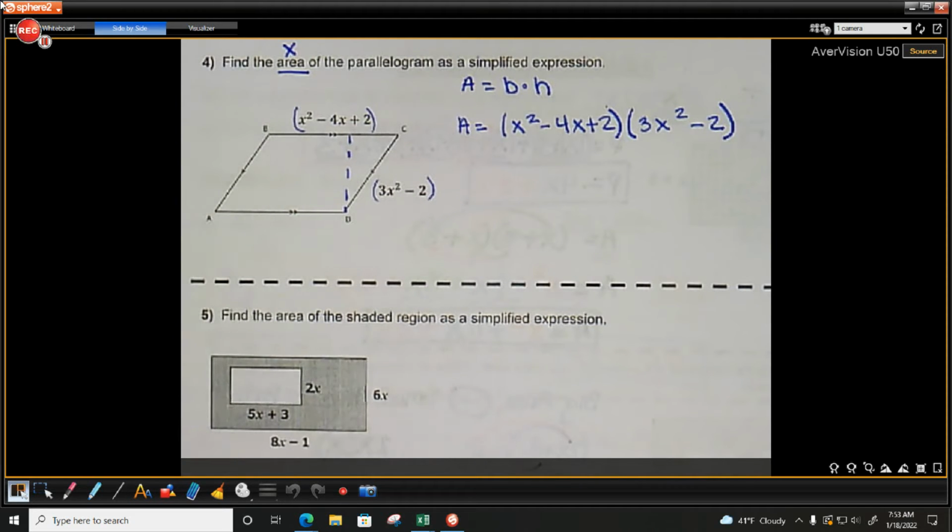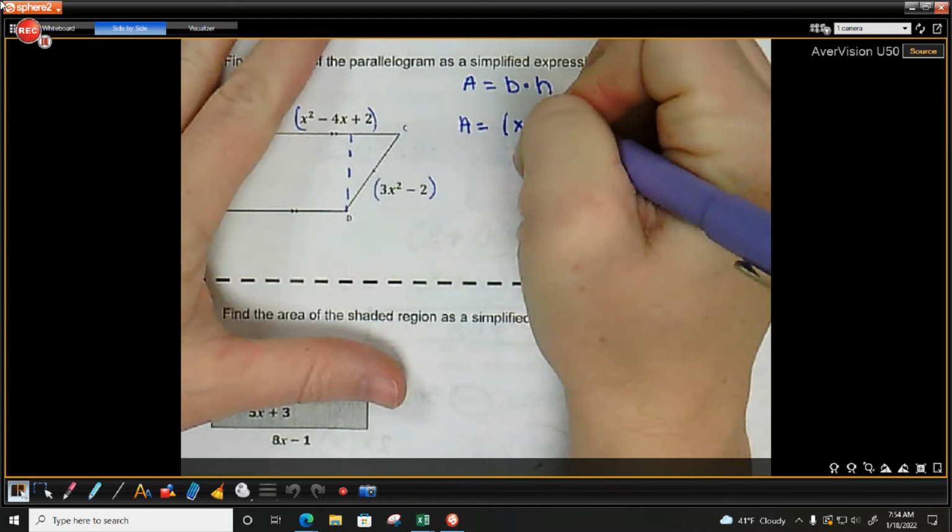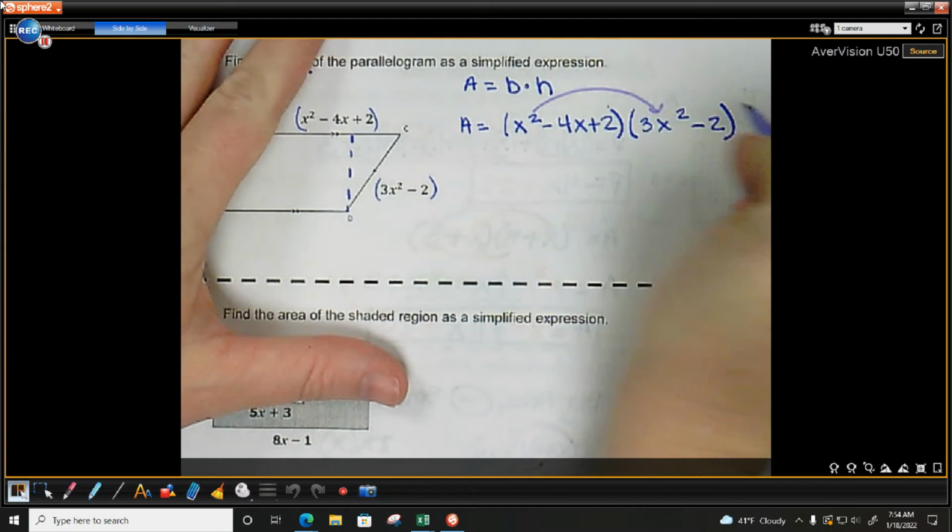How many terms are in the first parenthesis? 3. How many are in the second parenthesis? 2. Only 2 in the second parenthesis. Okay, so how many times am I going to distribute? 2 times 3? 6. We're going to distribute 6 times, okay? So I'm going to take my x squared and multiply it by 3x squared.